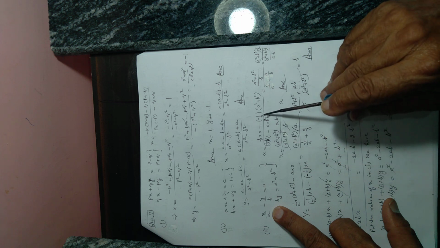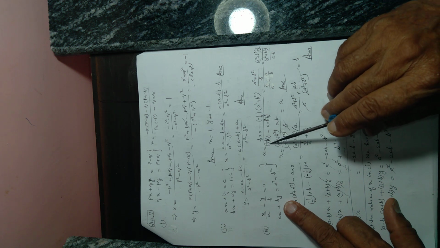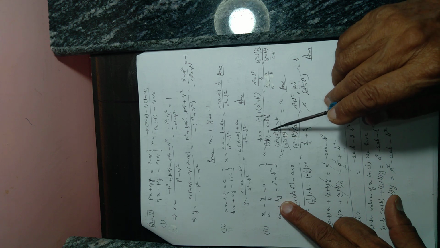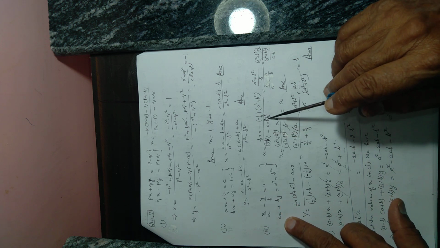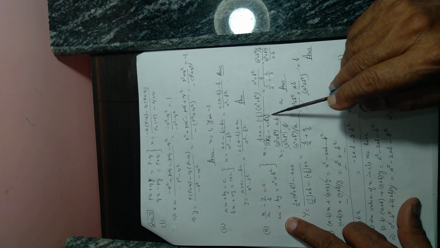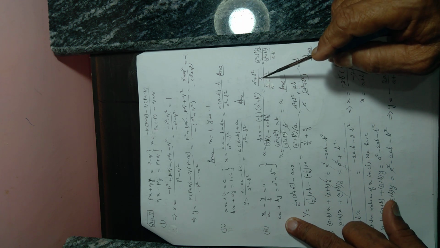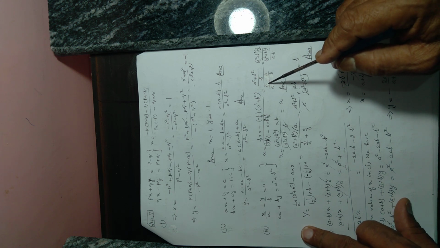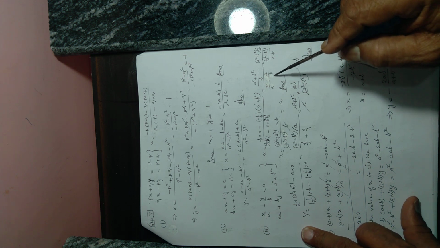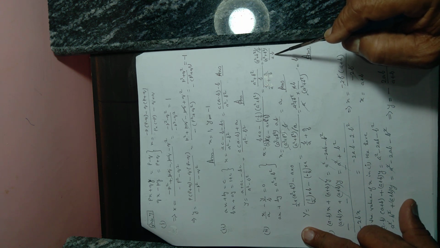minus 1 upon b into a square plus b square, whole upon 1 upon a into b, minus a into minus 1 upon b, minus 1 upon b inside the bracket. You just solve it, you will get in the numerator part, that is a square plus b square by b. In the denominator part, you will get b by a plus a by b. Further solve it, taking the LCM of a and b, you will get ab here, a square plus b square whole divided by ab.